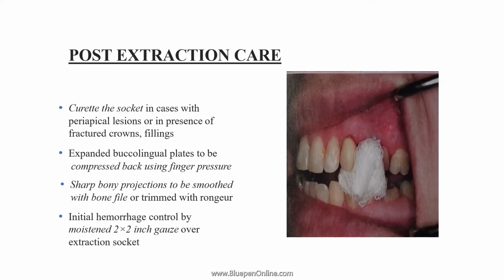If there is some sharp bony projection, as we have seen in the last slide, just smoothen that area with a bone file. Then if there is initial hemorrhage, definitely there will be an initial hemorrhage, right? First of all, you can control it by a moistened gauze over that extraction socket. You can put pressure over that area. Initial hemorrhage you can actually control.